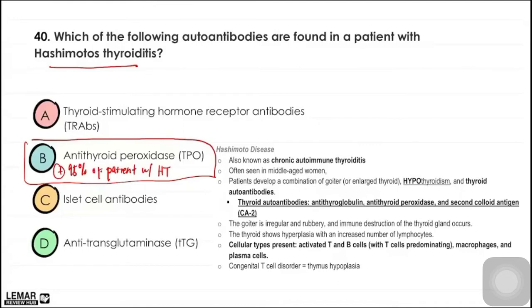So what are TRAbs? Thyroid stimulating hormone receptor antibodies, or TRAbs. These are associated with Graves' disease. Islet cell antibodies are associated with type 1 diabetes mellitus. Anti-transglutaminase or TTG antibodies are associated with celiac disease.